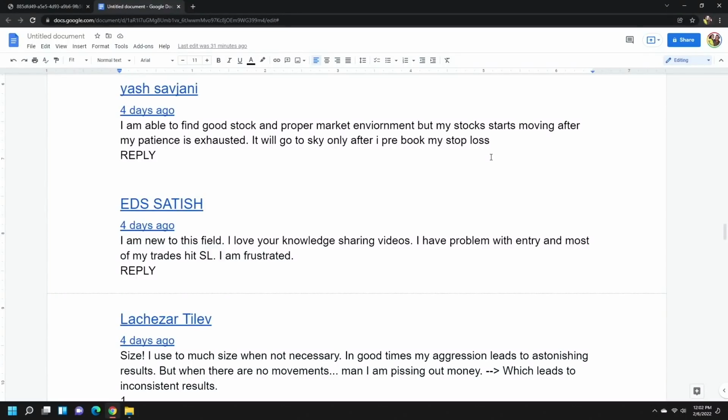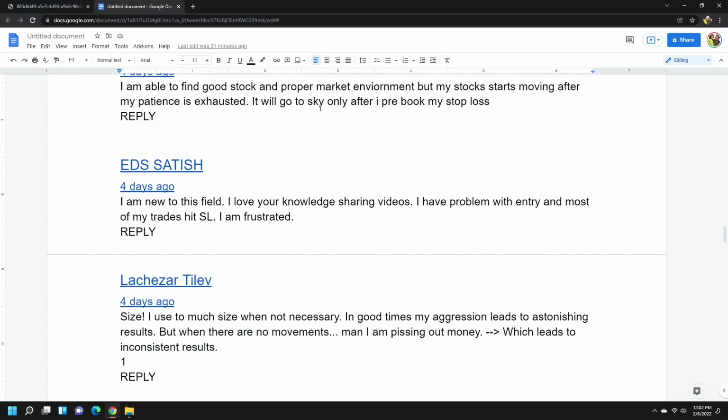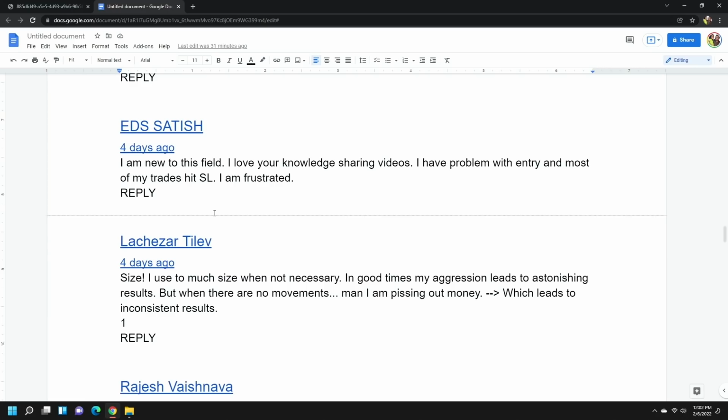So if you can identify good stocks, you are saying that you can find good stocks, but your problem is you're entering them too early. Then develop a setup for entry, and that should help, because basically you don't have the setup to enter, since you are selecting the right stock. They go to sky after you, so you're not entering properly. So work on entry techniques.